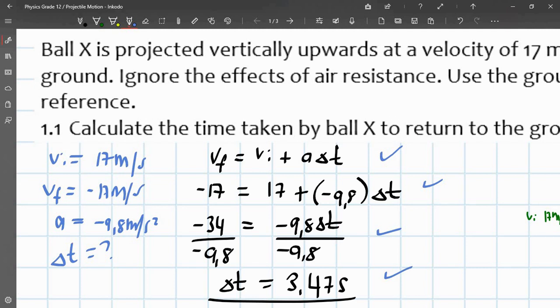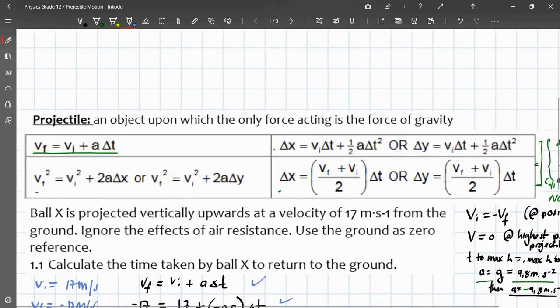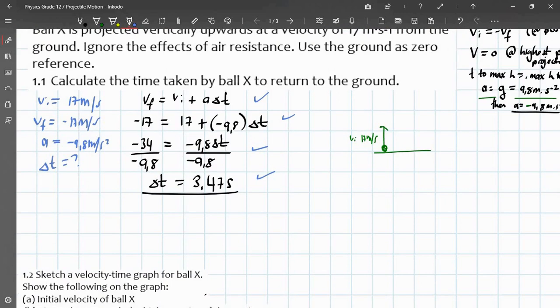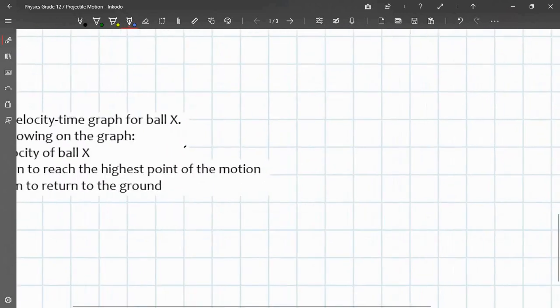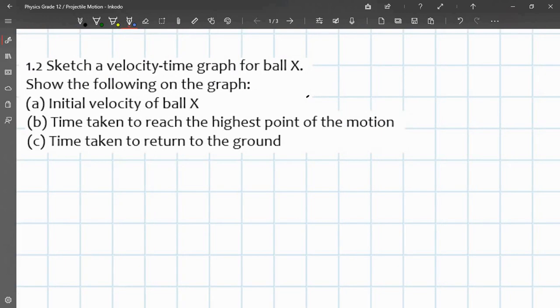Quite straightforward. This is just using, what's it called, equations of motion to figure it out, right? It's quite straightforward. So we're also going to do the next question, which asks you to sketch a velocity time graph for the ball X. The following information should be on the graph: initial velocity of the ball, time taken to reach the highest point of motion, time taken to return to the ground.